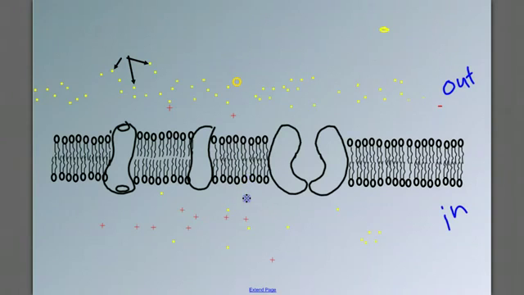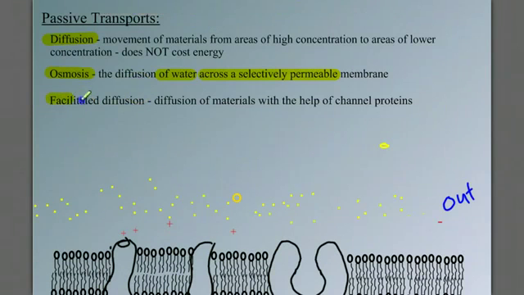But we know that ions have a difficult time getting through the bilipid layer. But if there's a channel provided for them by a protein, then we have a path for these ions to move down their concentration gradient. Now they're being helped by a protein, however, it's still passive, and we call it facilitated diffusion. It's the diffusion of materials with the help of channel proteins. It's still moving down the concentration gradient, so it's still passive.